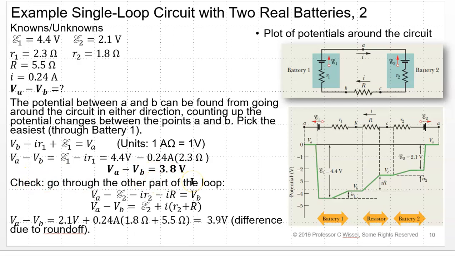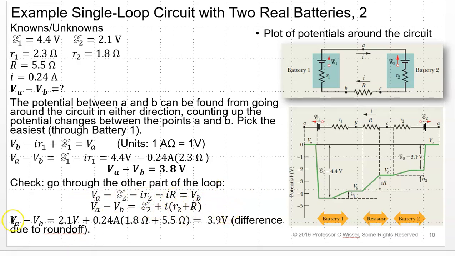Now I can go through the other part of the loop as a check. Start at VA, and I'm going with the current, and I'm going from the positive to the negative plate through this battery, so that's minus E2. I'm going with the current through R2, so that's down the waterfall, so minus IR2. I'm going with the current through the big resistor, that is minus IR, in other words, down the waterfall, and I've come to VB. And I can solve for VA minus VB as I did before, and this time it comes out E2 plus I times the quantity R2 plus big R. And again, I do the units check, and the units come out okay.